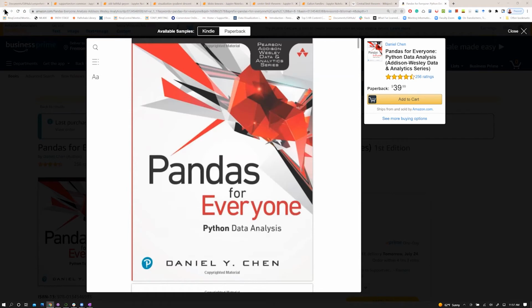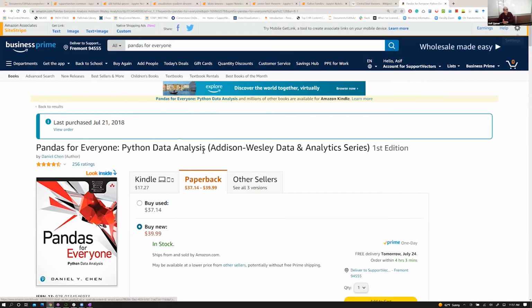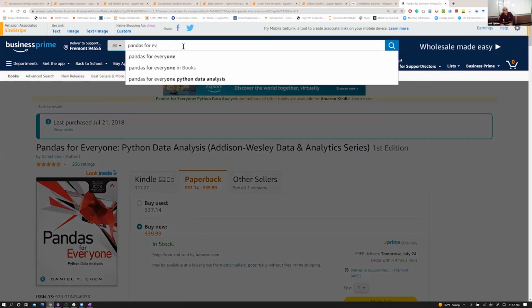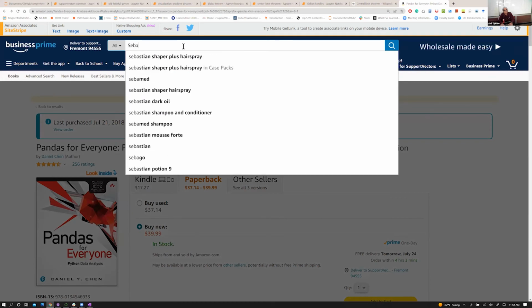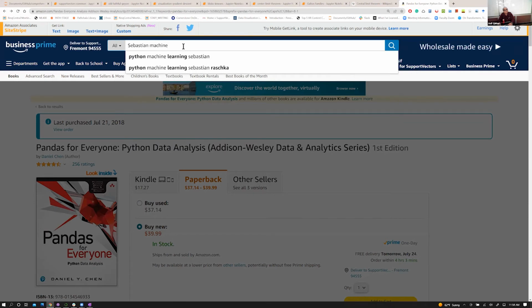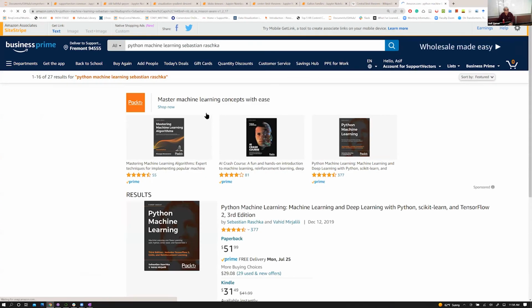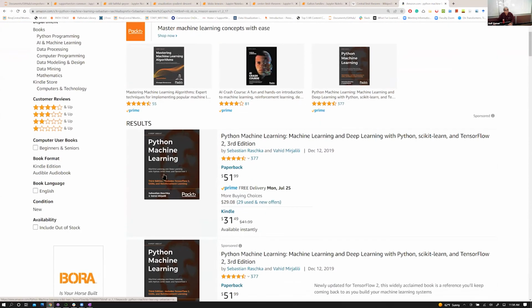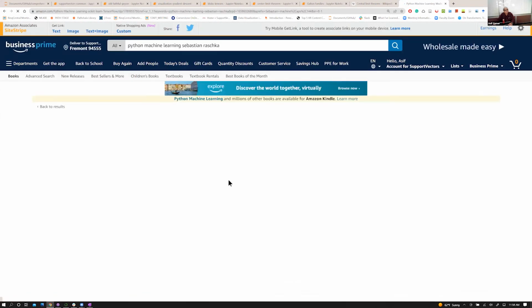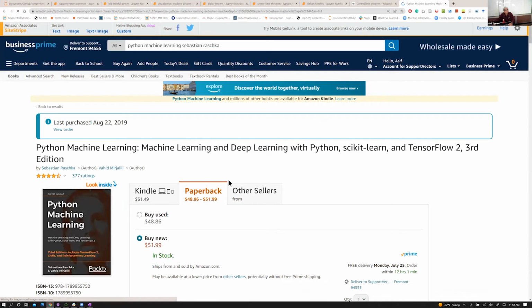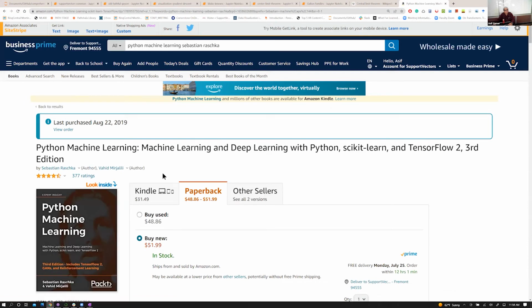Everyone, let's do that. The other one that I would recommend is Sebastian's book on machine learning. Let's see. Python Machine Learning, Sebastian Raschka. This is the book, and this is another very good book. I would highly recommend it. It's in its 3rd edition.